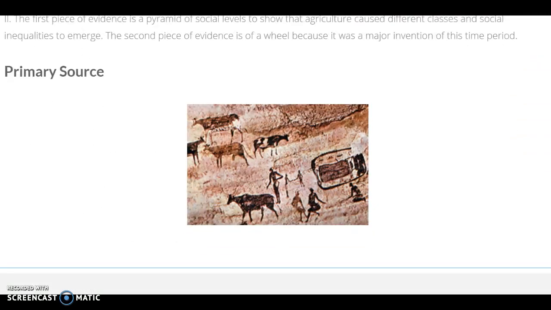A primary source from this period would be something like cave paintings, and you can see in this one there's some sort of domestication of animals, and it shows either a pastoralist or an agricultural lifestyle.